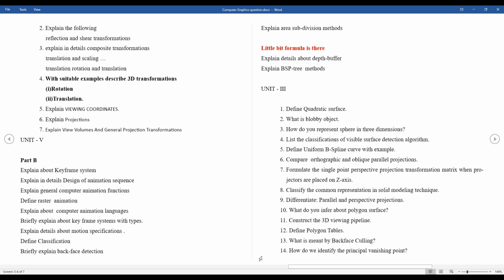And other transformations are there: reflection and shearing also. Reflection is the mirror image, shearing is pulling the image. And composite transformations are there. Here, the same question, we write from the translation and scaling to perform it, and describe the rotation and the translation also. The viewing coordinate is also one of the important questions. Explain the projection also, an important question. And the viewing coordinate and the general projection transformations are there.